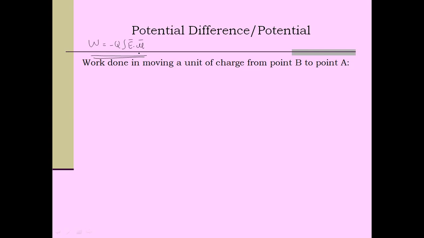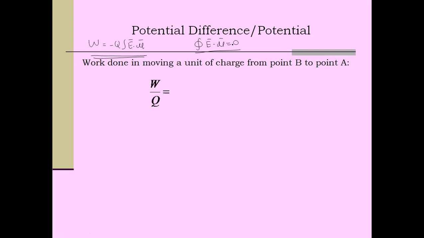We have defined two important findings. The first one is that the work does not depend on the path taken, and number two is that the work done in moving a charge in a closed loop movement will be equal to 0, which leads to this equation of Maxwell's, where we have the closed integral of E dot dl equals 0. That should be the second law of Maxwell's.